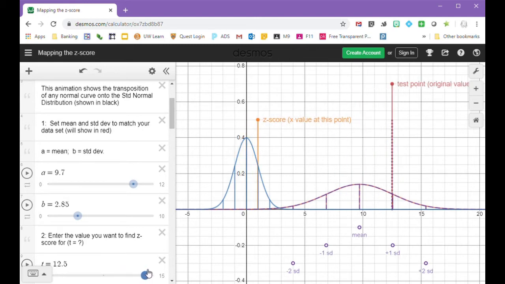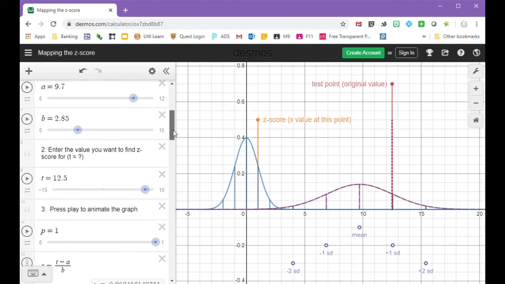So here I've got a test point of 12.5, and at 12.5 I can see that it is one standard deviation away from the mean, and if I look at the z-score for that, it's at one standard deviation from the mean. And I actually can animate this.